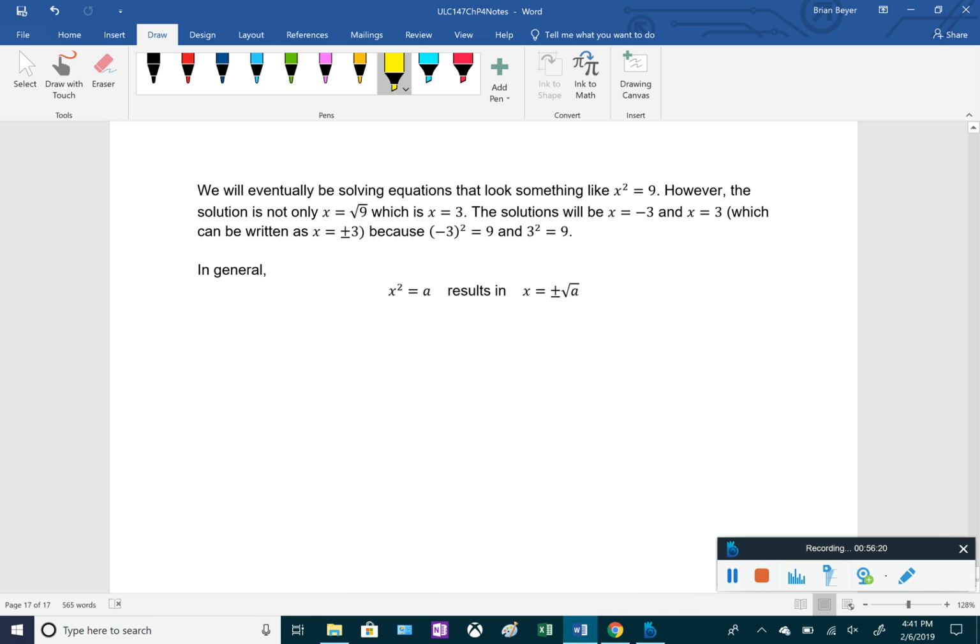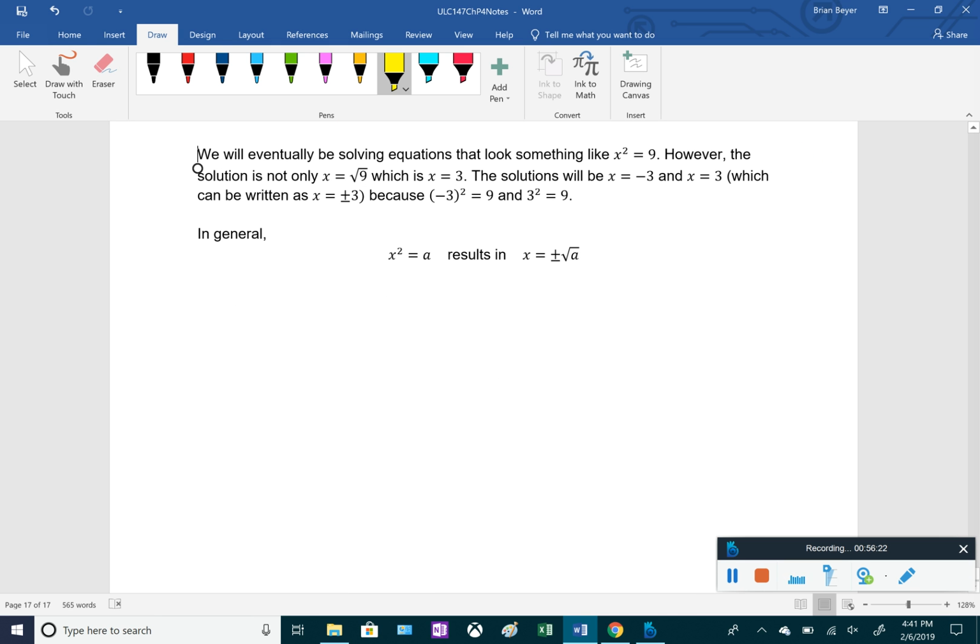Okay, so for this last thing, eventually we're going to be solving equations that look like x squared equals 9. Solve that for x. So what squared equals 9? The solution you might be thinking of right away is 3, just based on what we did in this section. But the issue is that it's not only 3, it's also -3. The reason is that -3 squared is -3 times -3, which is also positive 9, and 3 squared is also 9. So there are actually 2 solutions to this.